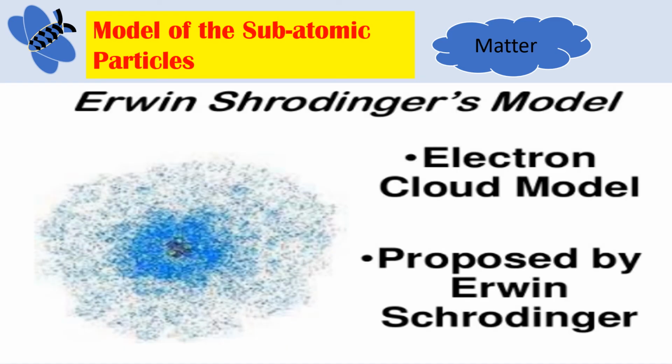The third model of subatomic particles is the electron cloud model. This is discovered by Erwin Schrödinger. In this model, we can see that the electrons are in the electron cloud portion, and the protons and neutrons are found inside the nucleus.